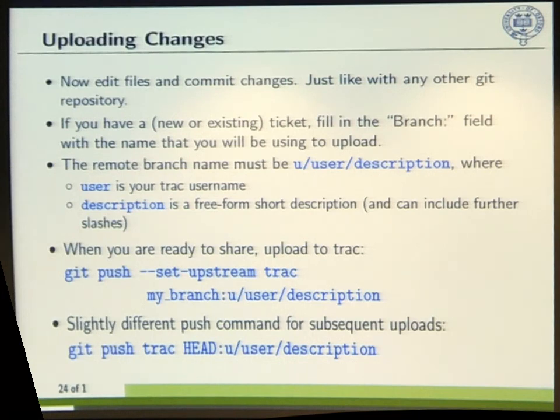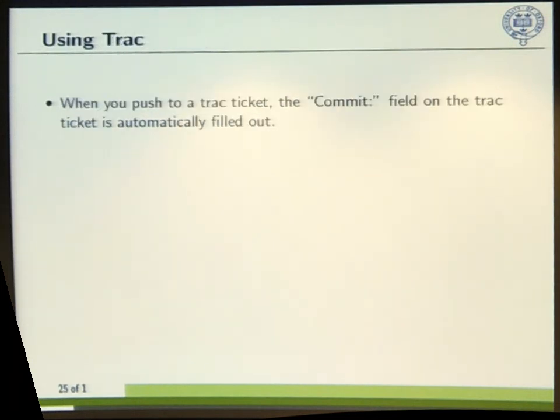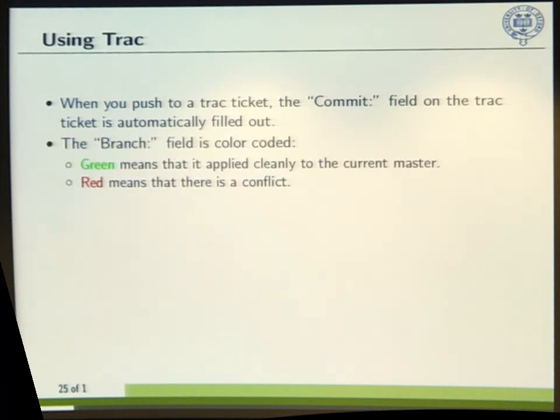Does that make sense? Nothing in what I'm pushing tells the Trac what ticket this is supposed to be for, unless you filled in the branch first. So if you first fill in the branch, then push it up, the script will know where you want it to apply. One thing that the script on the server will do is fill out the commit field from your current head on the branch.